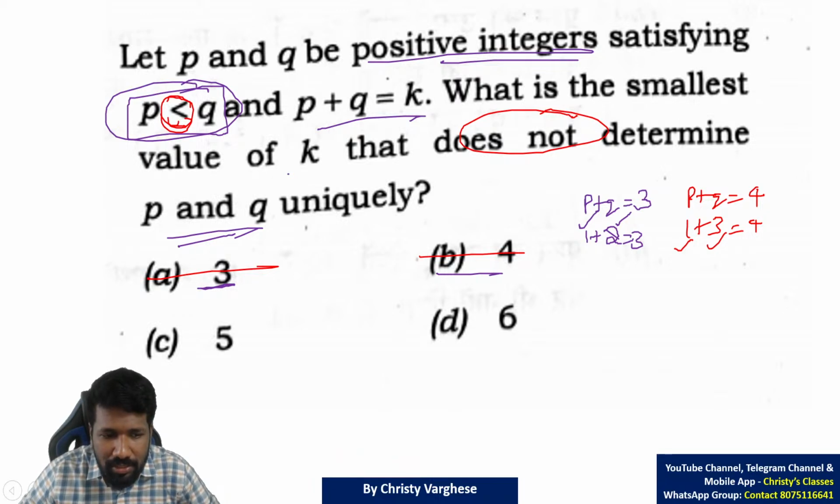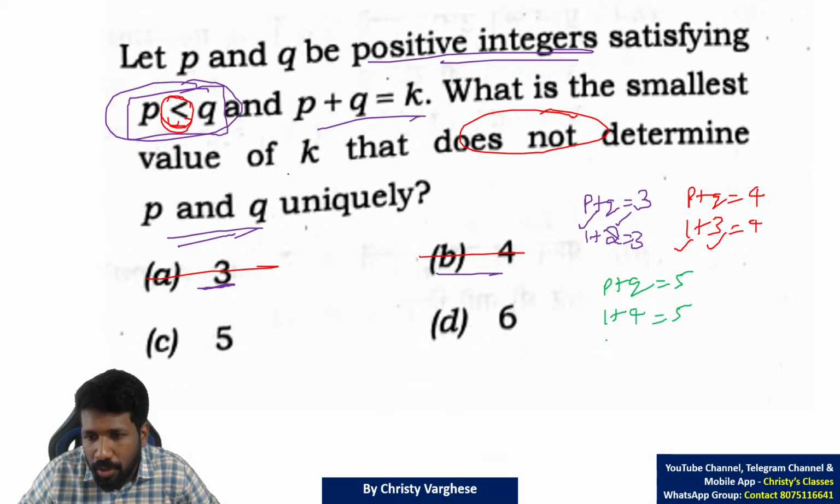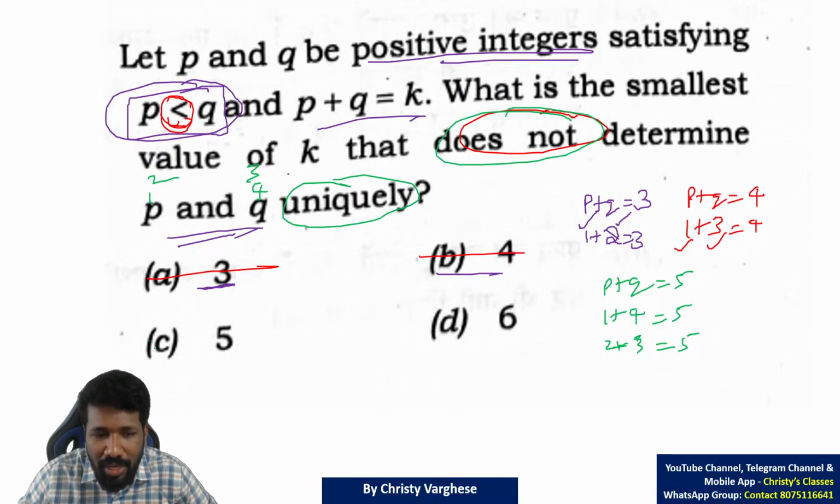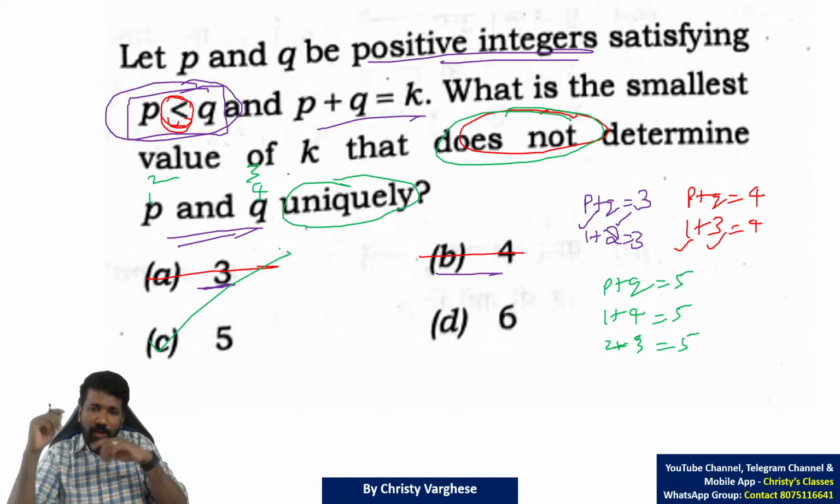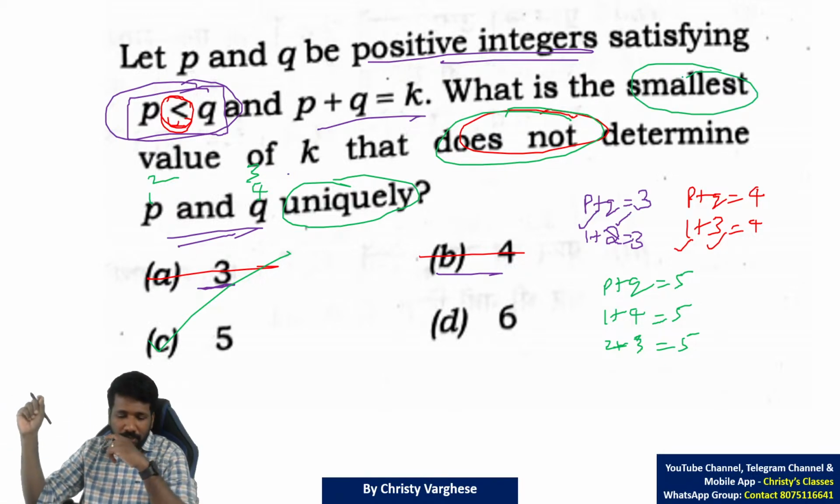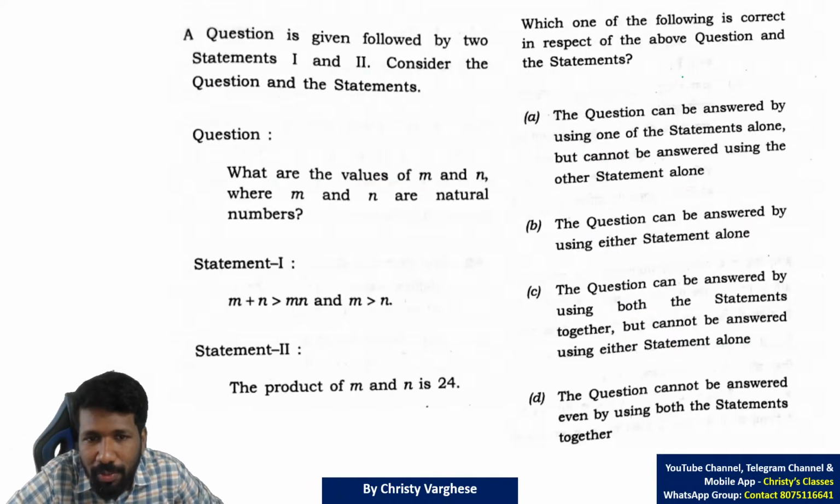The third case, 5. P plus Q being 5. 1 plus 4 is 5, P is less than Q. 2 plus 3 is also 5, and there also P is less than Q. In both cases P is less than Q. So the P and Q values can be 1 and 4, and also 2 and 3. That is not unique. So you cannot determine it uniquely if it is 5. For 6 also it is not possible, but we need the smallest. So C, option 5, is the answer. Good question.